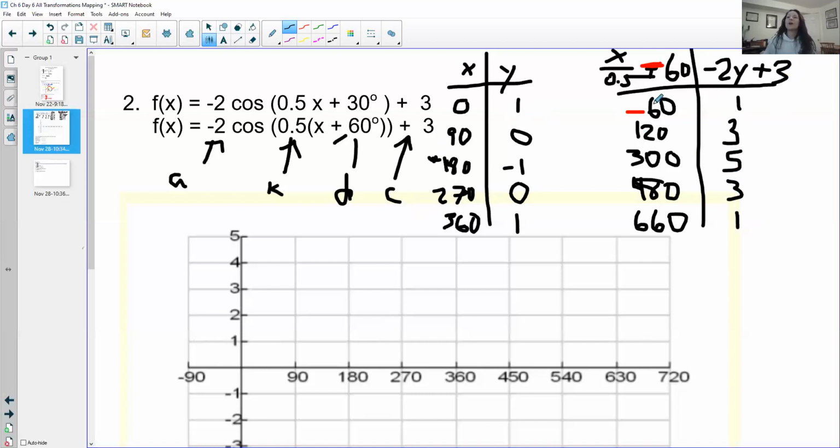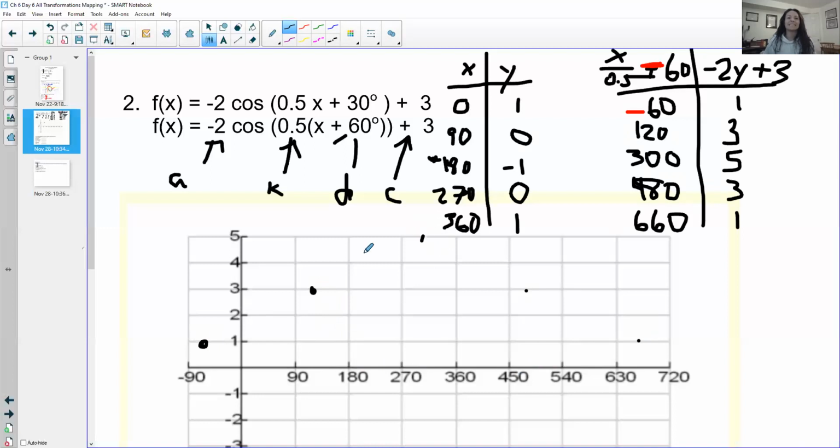Okay? Now that you've got your new points, you can simply graph them. So -60 would be about here, -60 and 1. I have a value there. At 120, which is here, and 3, I have another point here. 300 and 5, because these are my coordinates. 480 is over here, and 3. And then 660 and 1. And 1, there you go.